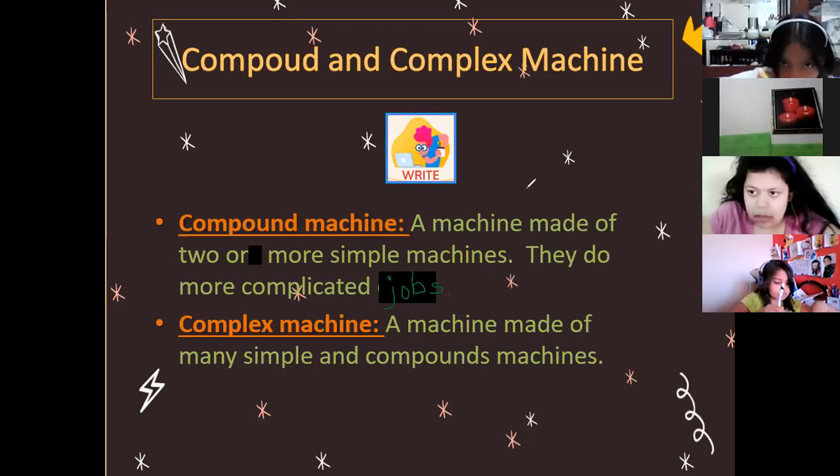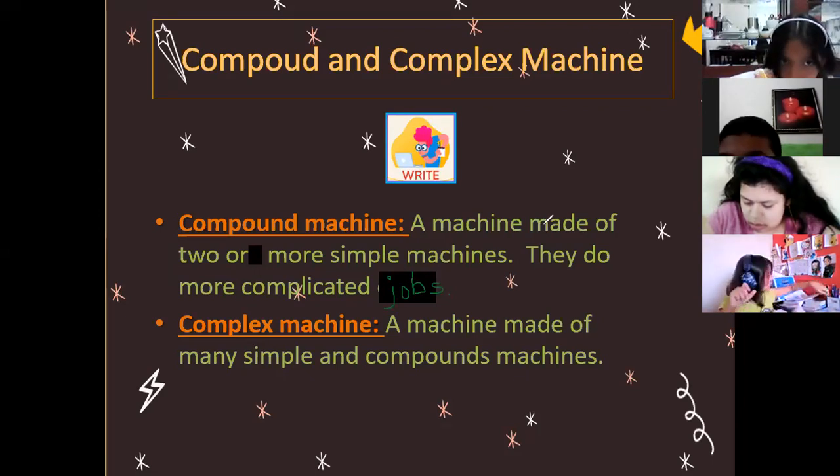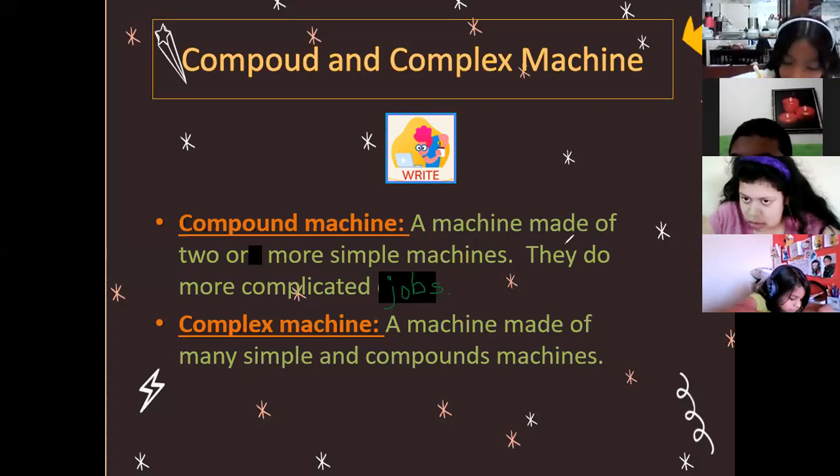Miss, do we need to copy everything? Miss, it says a machine made of. Yes, it's like that: made of, hecho de, una máquina hecha de two or more simple machines. They do more complicated jobs.